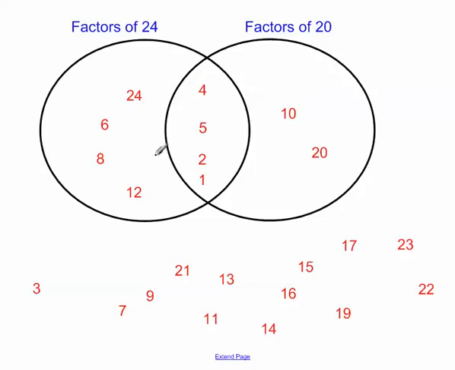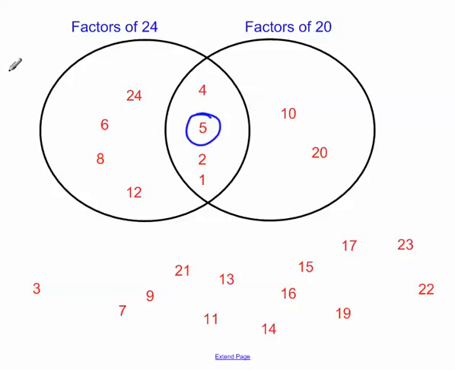Here's another way you might see factors. If you look, here's a Venn diagram. In this circle are all of the factors of 24. In this circle are all of the factors of 20. In the middle are the factors that they share, but the greatest common factor would be 5 because that is the greatest factor that they share.